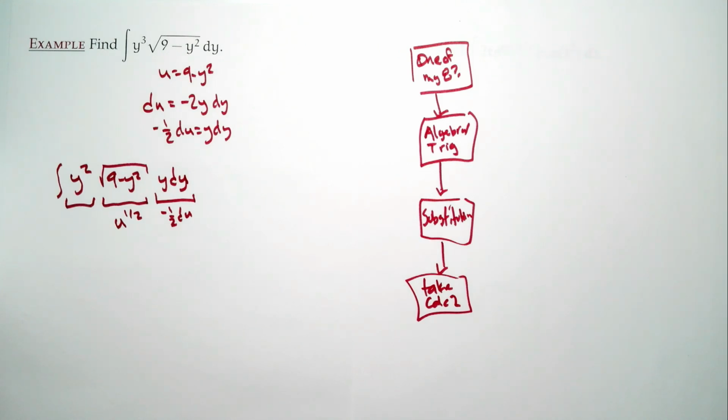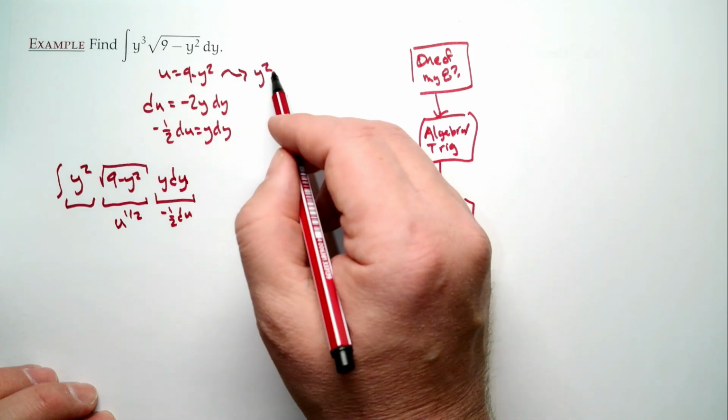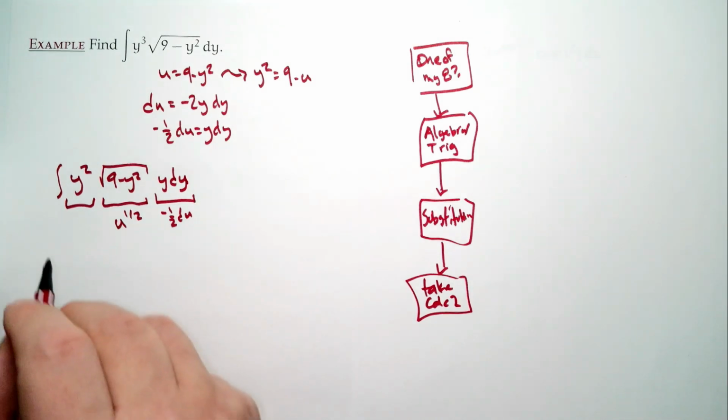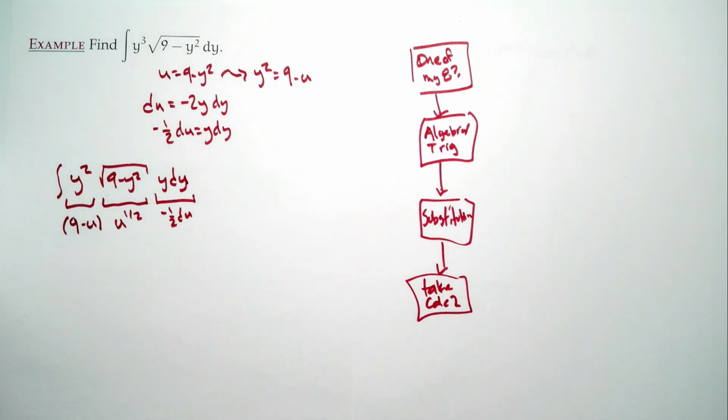But we are allowed to use anything we know. What do we know about u and y? We know that u is 9 minus y squared. We are allowed to manipulate that expression. What can I do to rewrite this expression, u equals 9 minus y squared? y squared is 9 minus u. And therefore, this y squared becomes 9 minus u. And now we're in business. We can replace everything in terms of u. So we're in great shape now.